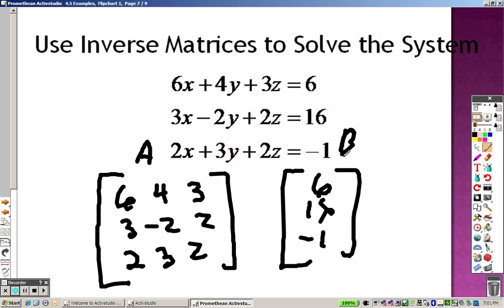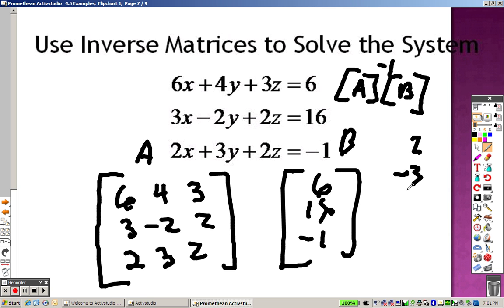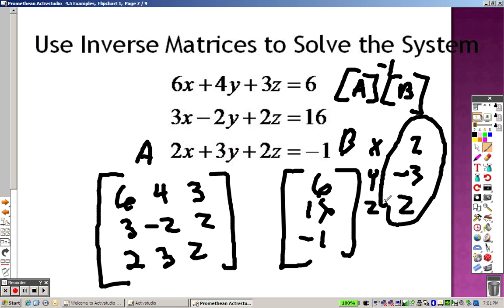So we go second mode, and I end up getting for my answer, remember, if you typed it in like this, you typed it in correctly. I mean, you typed it in correctly, not as in it's wrong. You end up getting 2, negative 3, 2. That's x, that's y, and that's z. So easy, a caveman could do it.